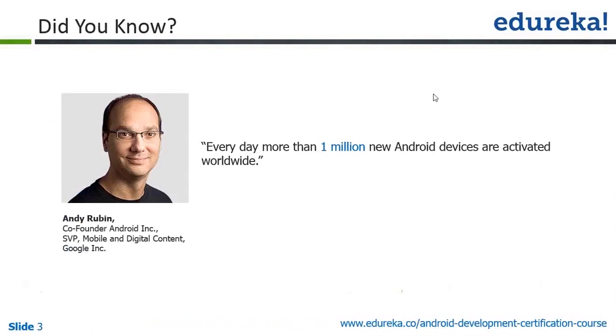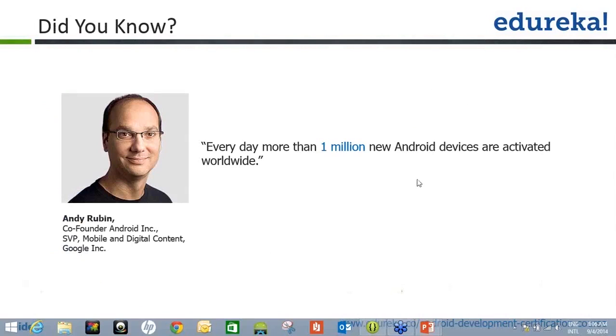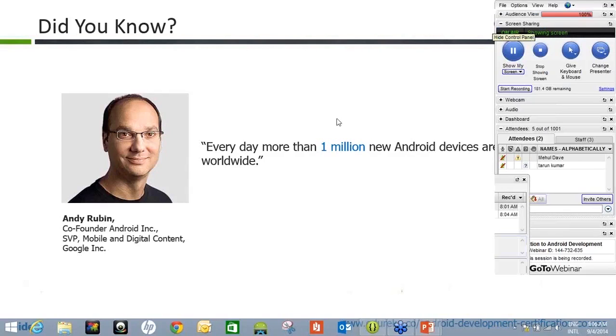So let's first of all talk about what Android is. The person that you see here on the left of your screen is Andy Rubin, the co-founder of Android Inc. It is an operating system that was offered to us by Andy Rubin, and every day more than 1 million new Android devices are activated. So it's a huge user base that we are talking about in terms of user acceptance.